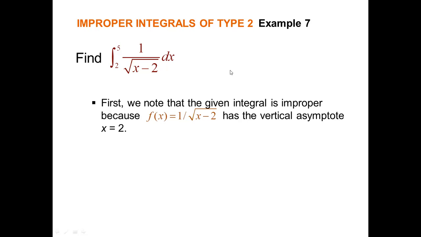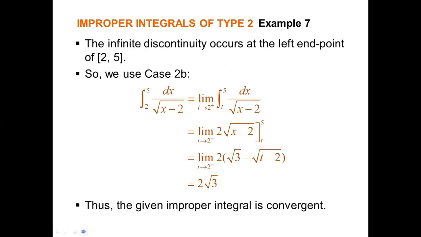And if it is said to be asymptotic to that particular line, which is x equal to something, you have what we call a vertical asymptote. Now, you have an infinite discontinuity here occurring at the left endpoint of 2, 5. So this is case 2b, wherein one of the limits of your integral produces a function which will be infinite. So, to evaluate the integral, this is your original integral.